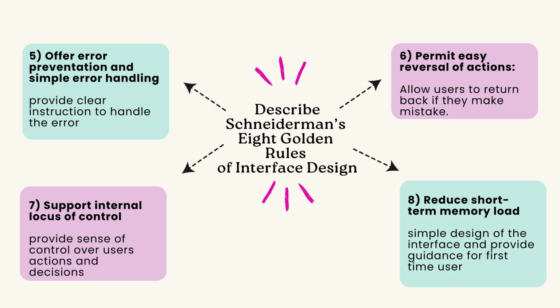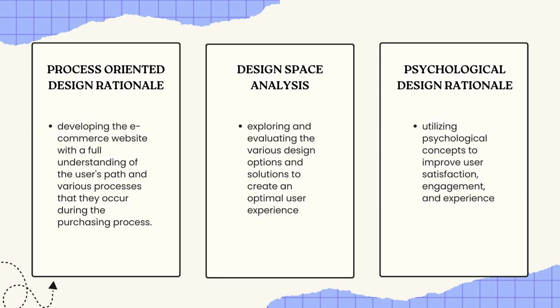In this rule, it provides a simple design of interface and provides guidance for first-time users. This is to make sure it is easier for them to use the website for the first time. The last one is about design rationale. First, process-oriented design rationale. It is about developing the e-commerce website with a full understanding of the user's path and the various processes that occur during the purchasing process. The next one is design space analysis.